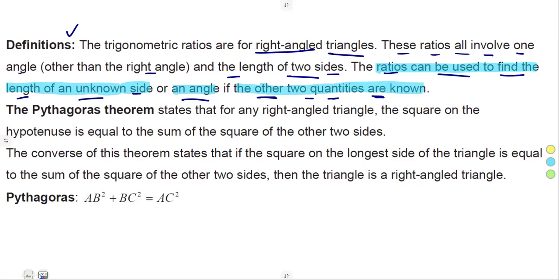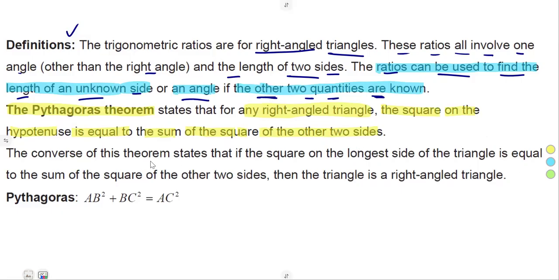Then we refer to the Pythagoras theorem, which states that for any right-angled triangle, the square on the hypotenuse is equal to the sum of the squares of the other two sides, which are the shorter sides. So this is our Pythagoras.